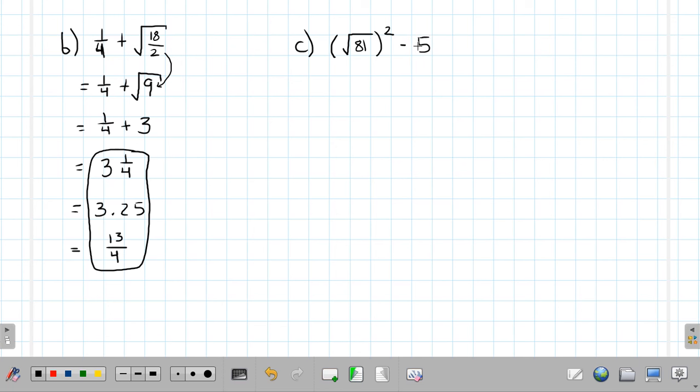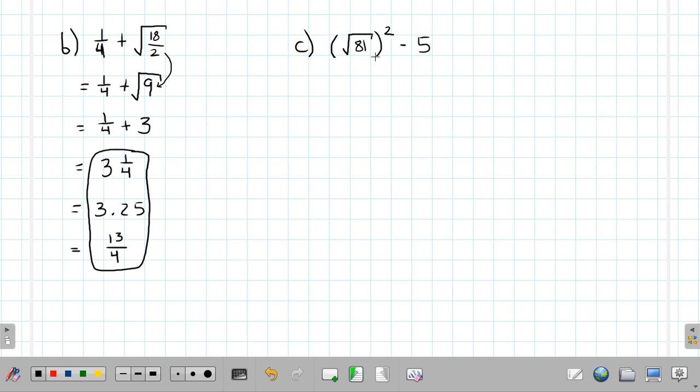So what this gives us here is square root of 81 squared minus 5. Well, if you're clever about it, we actually call the square root and the square inverse operations, okay? So in one way you can think about this is saying, well, I'm taking the square root of 81, but then I'm squaring it. That's going to give me 81. But we can actually do this order of operations wise.